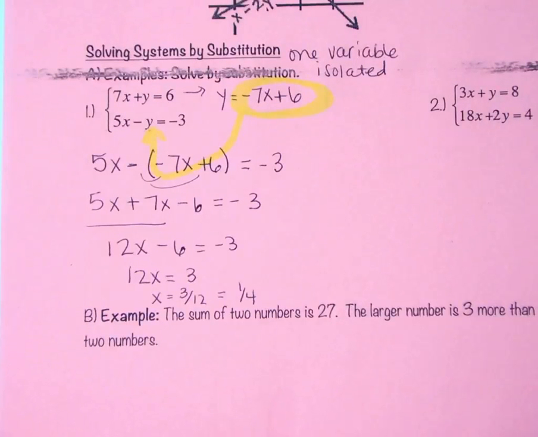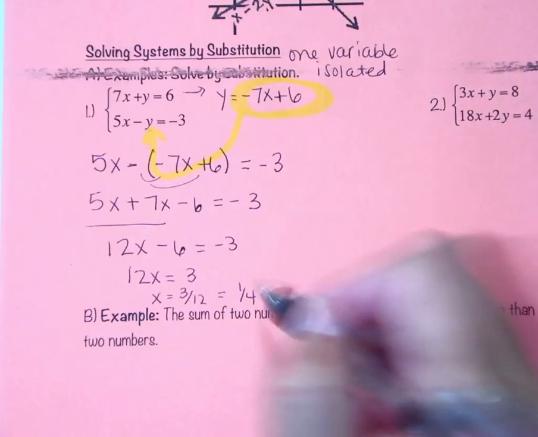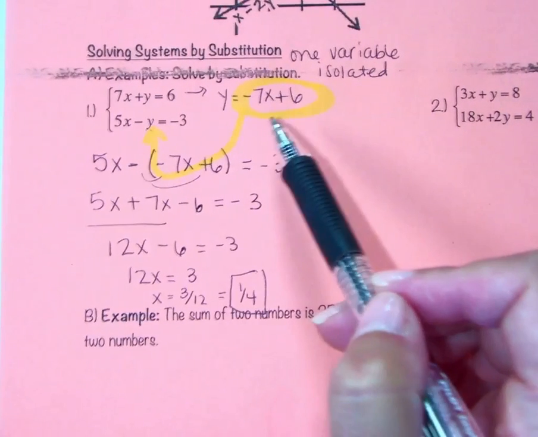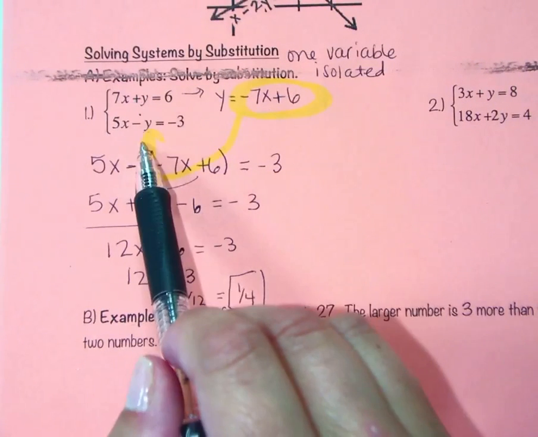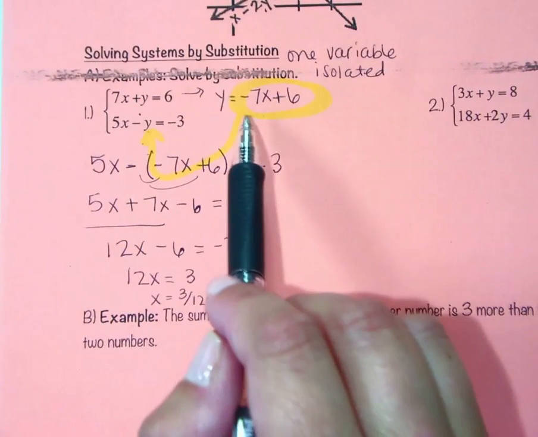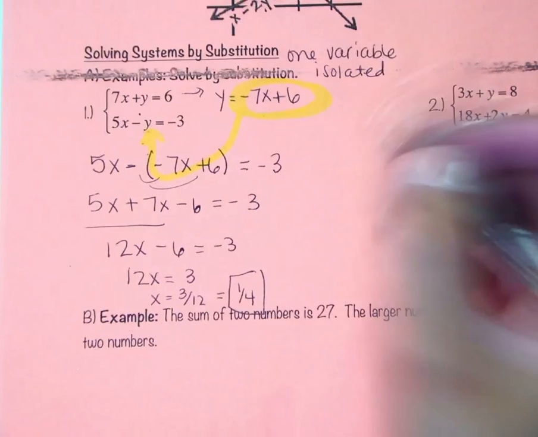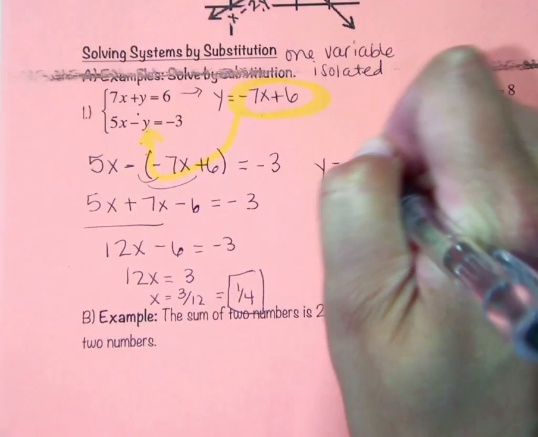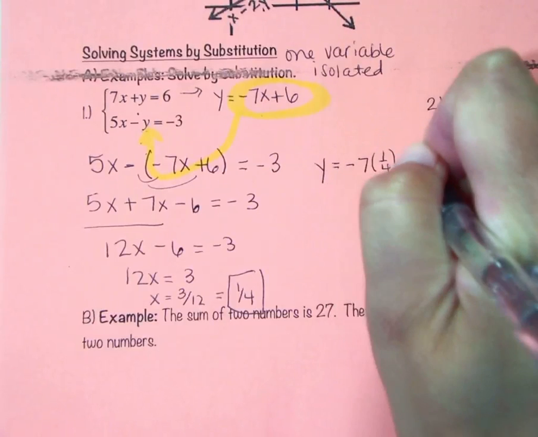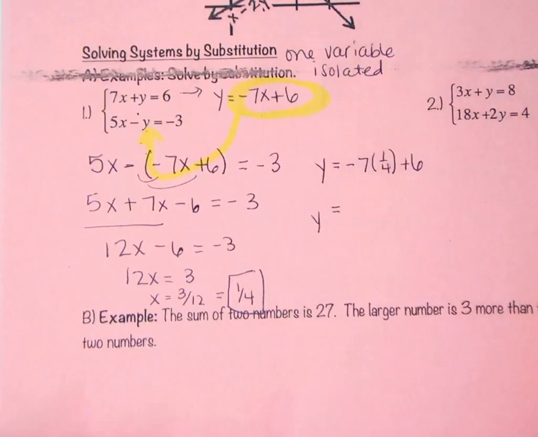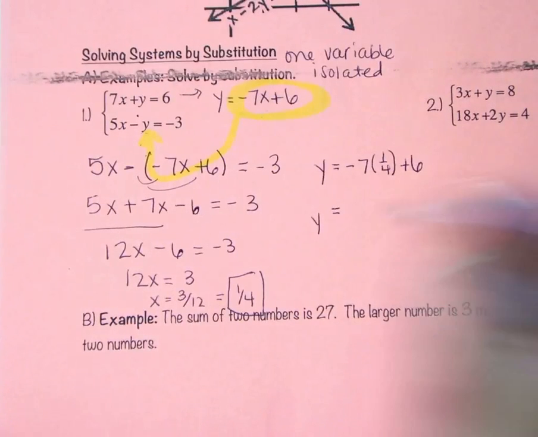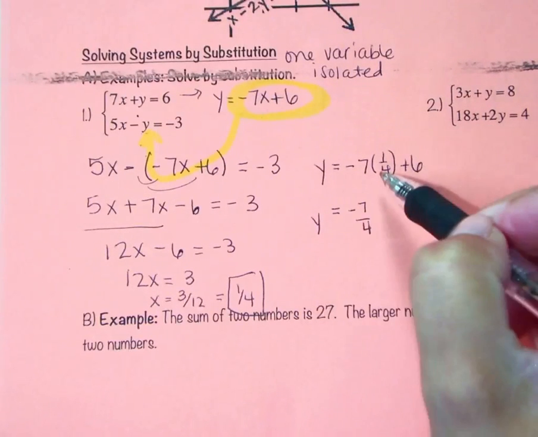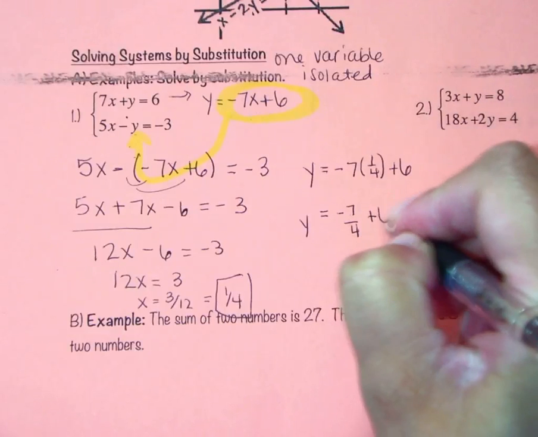Do you guys remember what we do to find the y value? Yeah, we take that x value that we just found and substitute it in. You can take that x value and substitute it in for x in either of the two original equations. We can also use that y equals negative 7x plus 6, which is actually the one I'm going to choose. So taking that 1/4, substituting that in, and we just need to simplify to get our y value. So this gives me negative 7 over 4 plus 6.